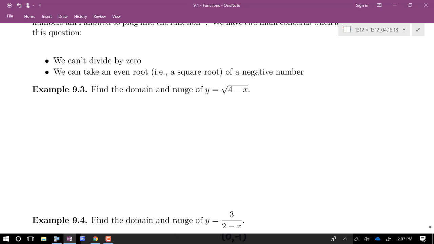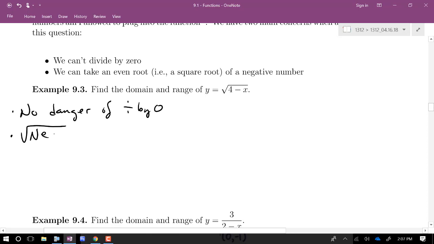First, there's nothing wrong with x being equal to 4, because the square root of 0 is 0. Can it be more than 4? What's that? X is more than 4. Yeah, it can't be more than 4. So we could just observe, by the way, there's no danger of dividing by 0. So there's nothing we have to worry about there. But we do need to worry about taking the square root of a negative. So what that means is the stuff inside this radical can't be negative.